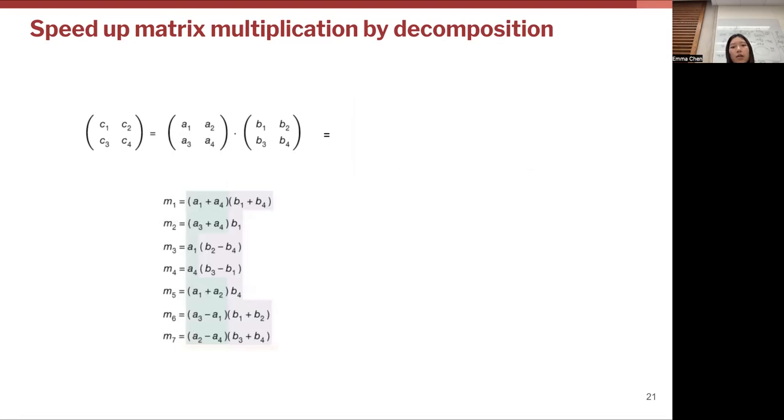So here I can propose 7 intermediate values. They involve some addition, but each of them only contains 1 multiplication. And I can show that the C1, C2, C3, C4 values from the final matrix are actually a linear combination of these 7 intermediate values. And in the end, it only costs me 7 multiplications to achieve the matrix multiplication.